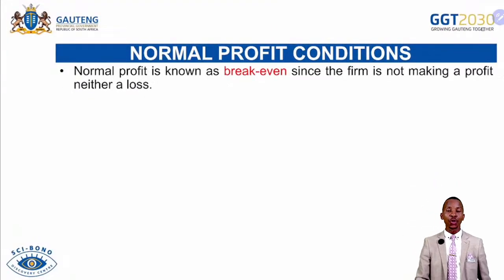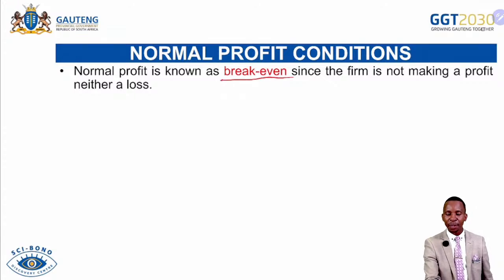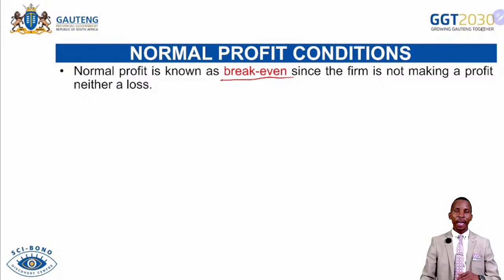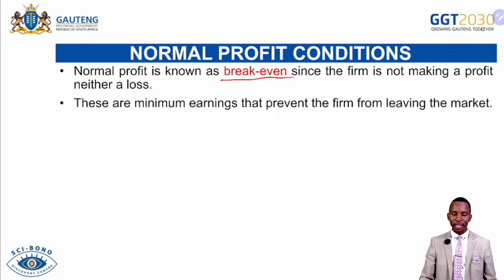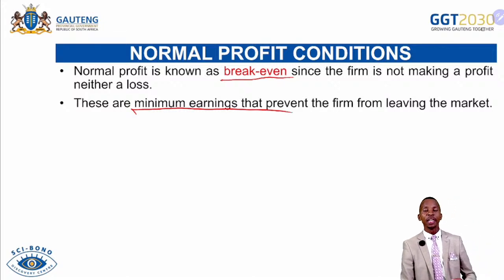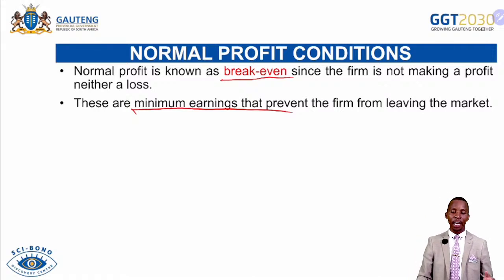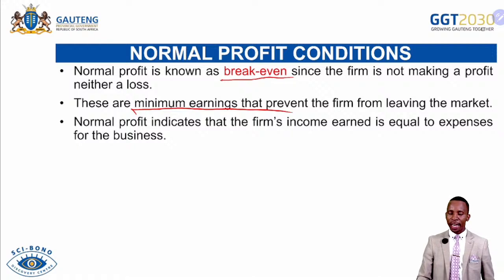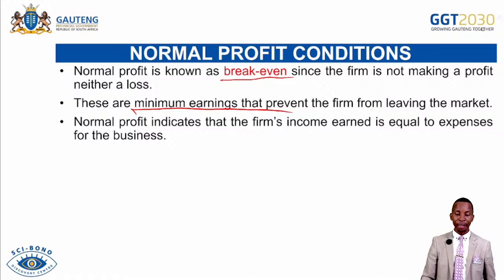The normal profit is also known as break even. We say the firm is breaking even if it's making normal profit because it's not making either a profit or a loss. No gain and no loss. These are minimum earnings that prevent the firm from leaving the market. The firm will always stay in there because it's not making a loss, neither a profit. Normal profit indicates that the firm's income earned is equal to expenses incurred in the business.